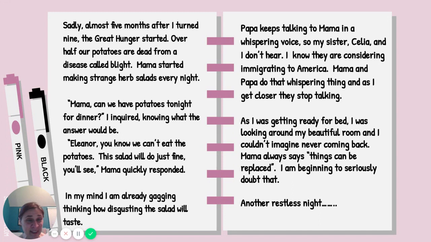So as you can see in the second part of my diary entry, you're starting to see things change for the main character. We've learned a little bit more. We know your character's name is Eleanor. She has a sister named Celia.